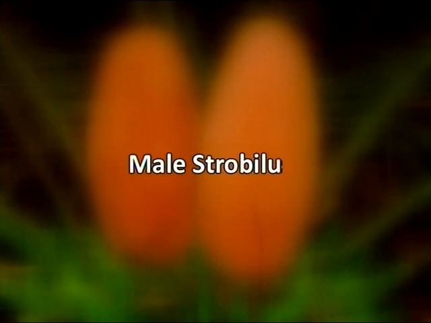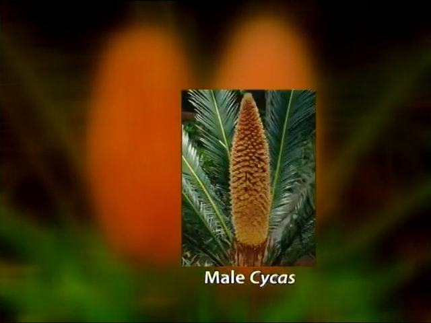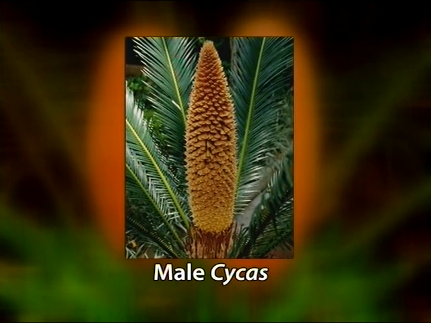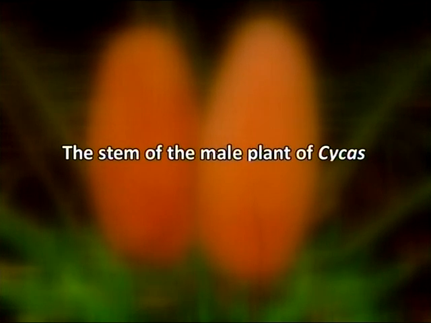Now, the male strobilus. The male or staminate cones are borne singly and terminally on the main stem. The apical growth of the stem is continued by the formation of an axillary bud at the base of the cone. It becomes the new stem apex. As it grows, the male cone is displaced to one side. The stem of the male plant of Cycas is therefore a sympodium.